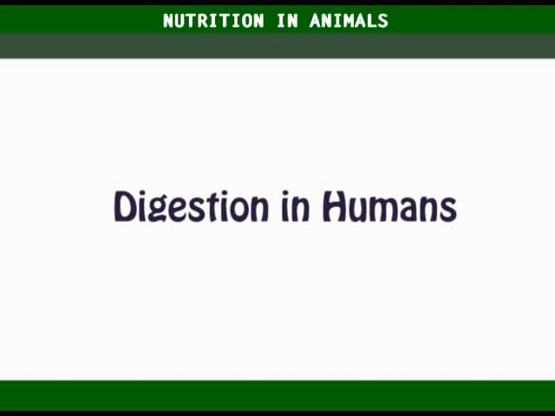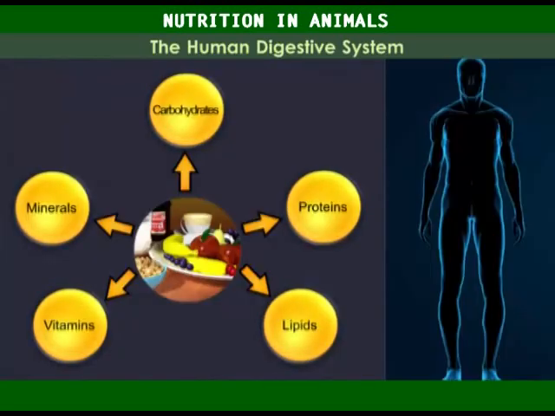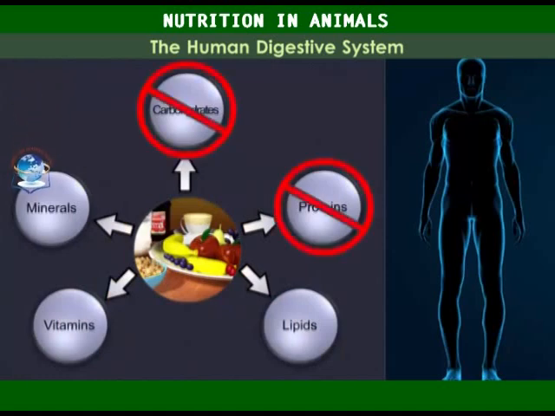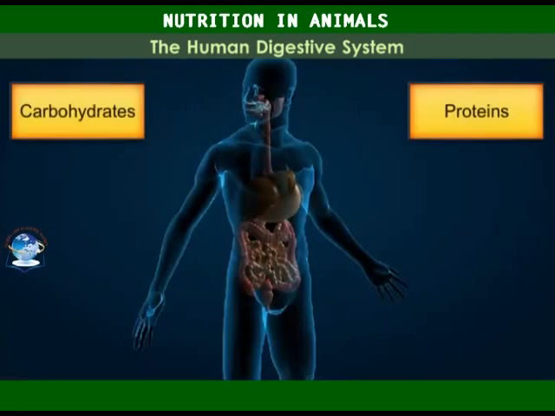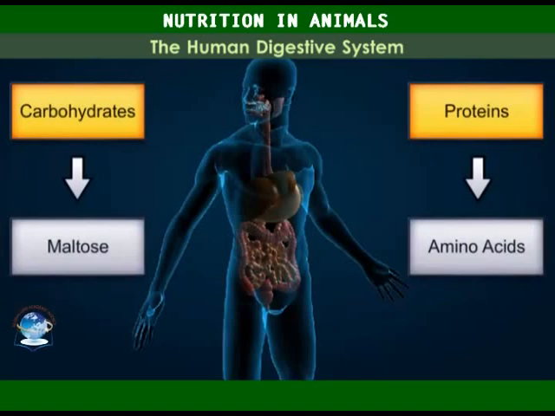Next is digestion in humans. Now, while the food we eat contains all the food classes, minerals and vitamins, our body is incapable of using certain biomolecules such as carbohydrates and proteins in their original form. It therefore relies on the digestive system to break down the food and convert the biomolecules into smaller, simple and absorbable molecules.